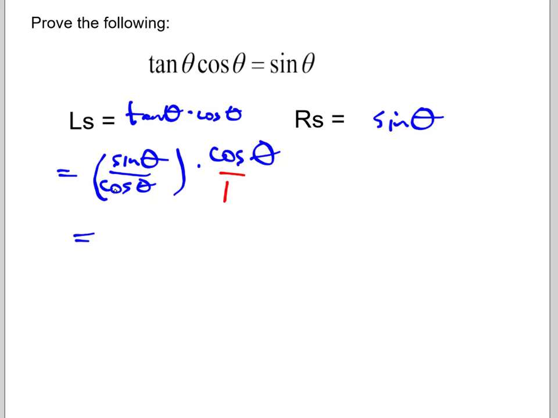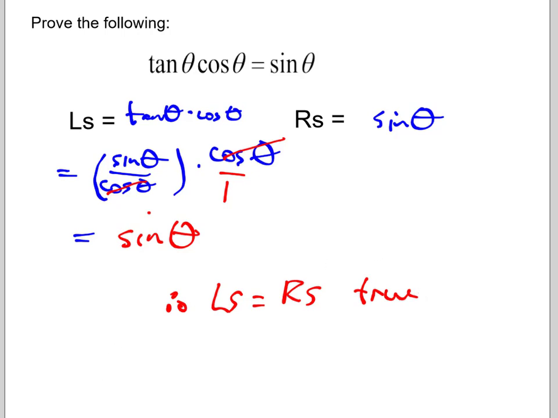And what we see is, hey, there's a cos theta on the bottom and a cos theta on the top. Those two things cancel, and I am left with sine theta, which conveniently is exactly what I have on the right side. So this identity, or sorry, this proof is true. The left side equals the right side, so we are true. And that's all you have to do.